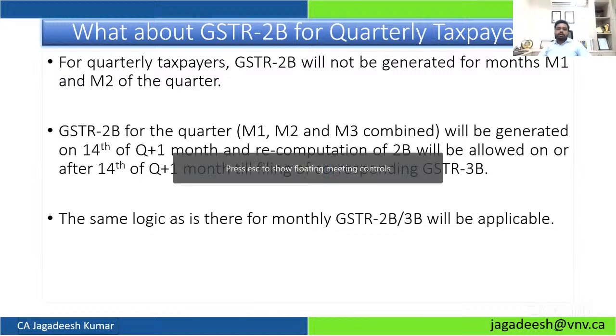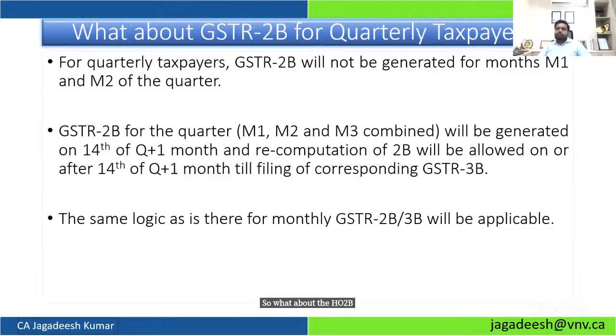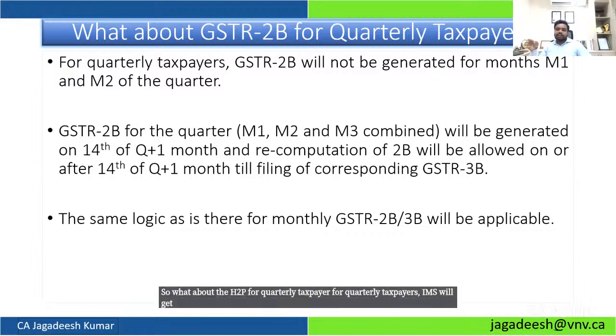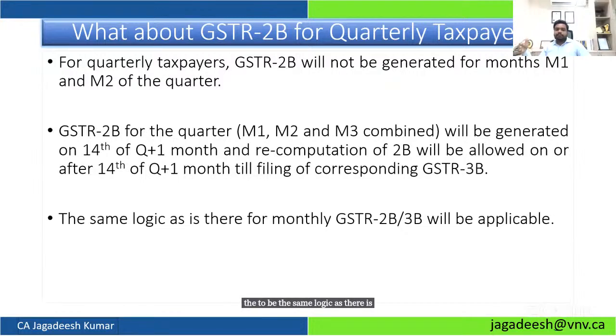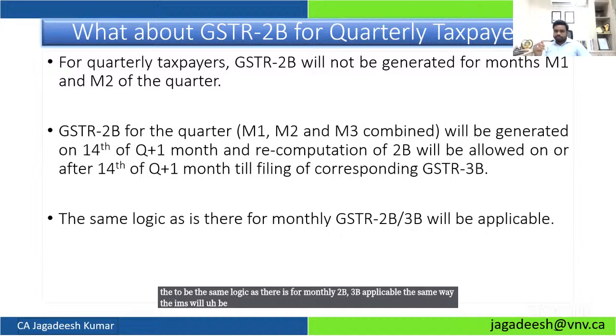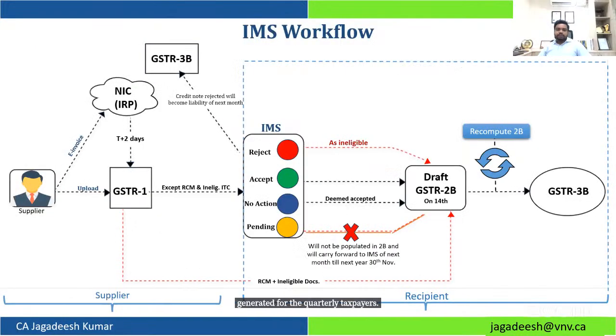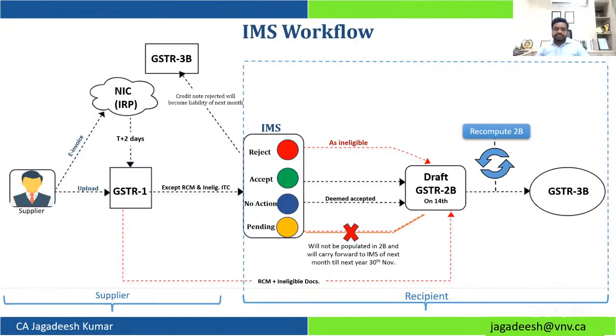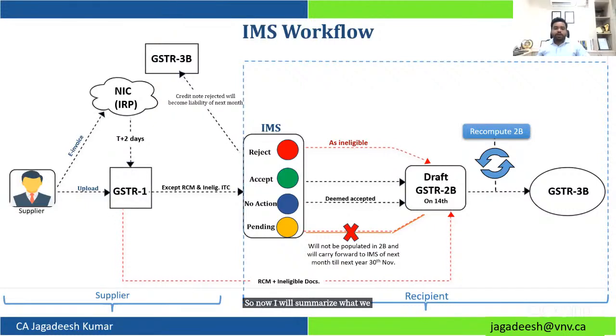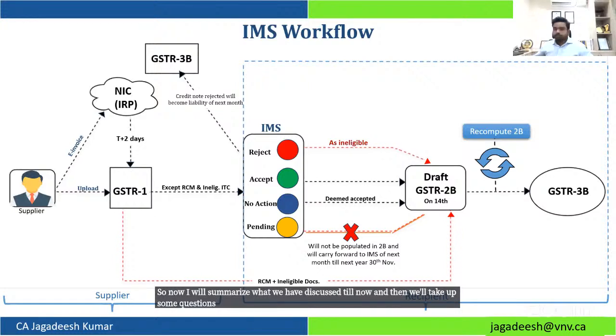So what about the issue for quarterly taxpayers? For quarterly taxpayers, IMS will get populated on a quarterly basis after the end of the quarter. The same logic applies as for monthly 2B and 3B. The same way, the IMS will be generated for the quarterly taxpayers. So now I will summarize what we have discussed till now, and then we'll take up some questions.